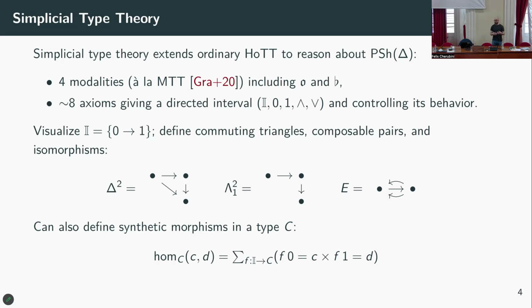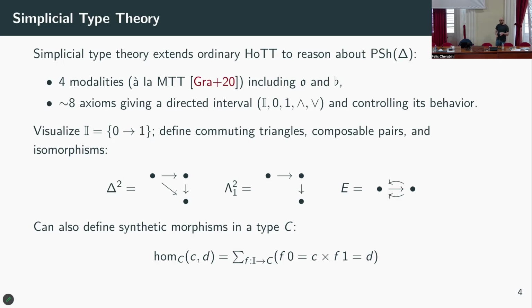So taking I times I, we now have a cube. Using the inequality, we can carve out the subtype of the triangle, which I've illustrated here and I've called delta 2. And if we further restrict that using the operations of type theory, we can get the horn, which is these two composable arrows here, written with a lambda 2, 1.